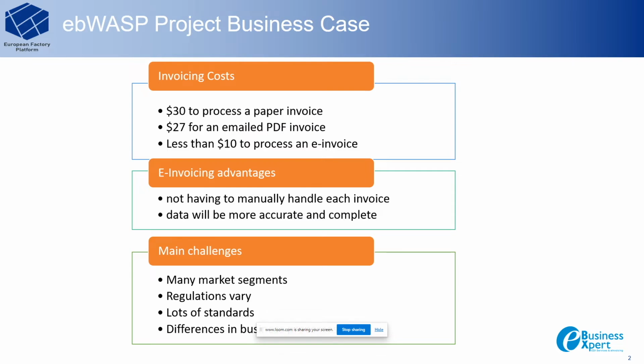So to reduce the costs, you can use e-invoicing, and e-invoicing costs much less than using paper or PDF. You don't have to manually handle each invoice. The data is more accurate and complete, but there are many challenges. Different industries use e-invoicing in different ways. Regulations vary. The data can be encoded in many different standards. These differences make it a very fragmented market.